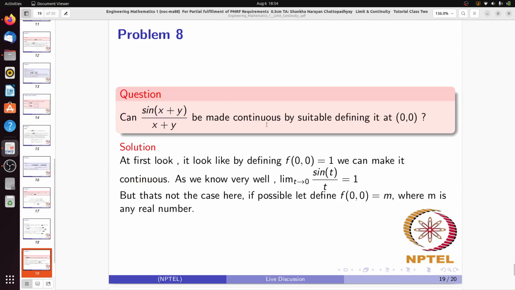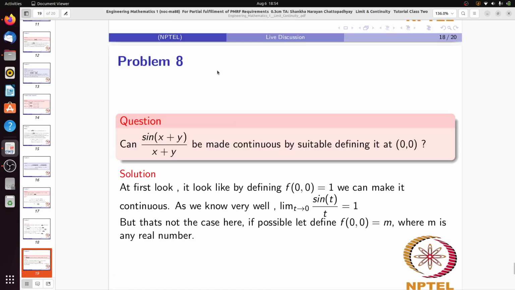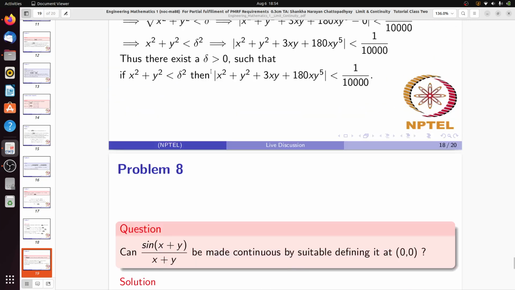So problem 8, it is the last question. Problem 8: can sin(xy) by x plus y be made continuous by suitably defining it at (0,0)? Just think about it. I am giving you a couple of minutes. Just think about this question: can sin(xy) by x plus y be made continuous by suitably defining it at (0,0)? Just take 2 minutes and try to think about it.